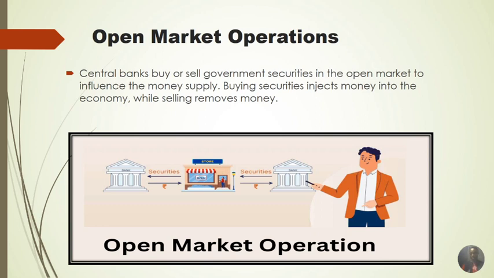By injecting money, they may be trying to stimulate economic growth. By selling those securities, they are trying to reduce the money supply, removing money out of circulation, because they want to reduce inflation. So this is how they use open market operations, selling securities on the open market as a way to influence the money supply.